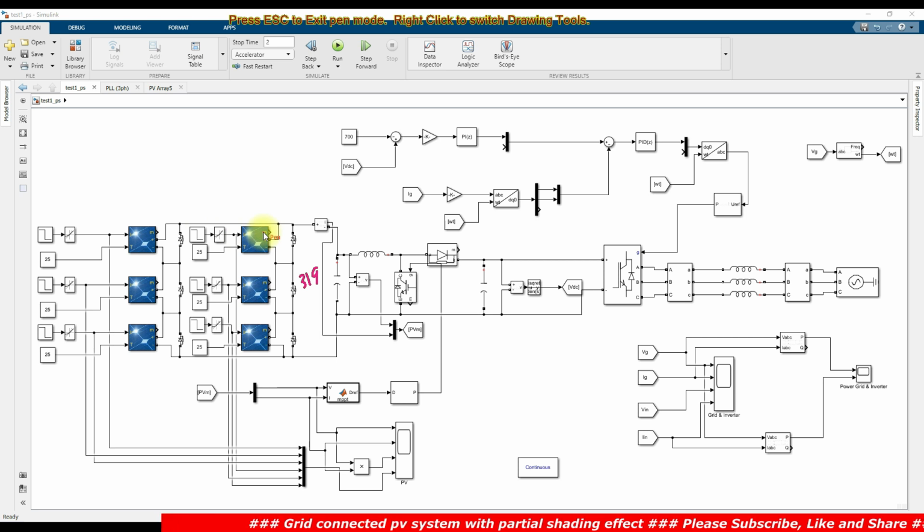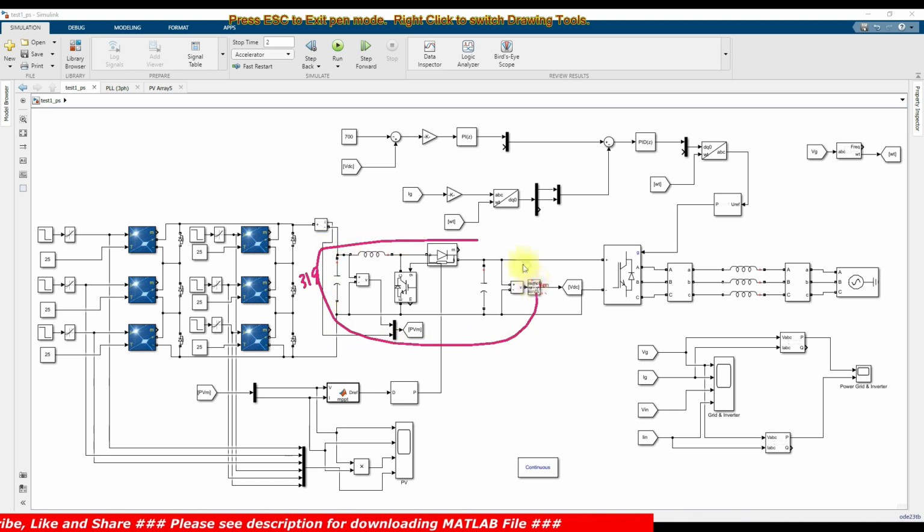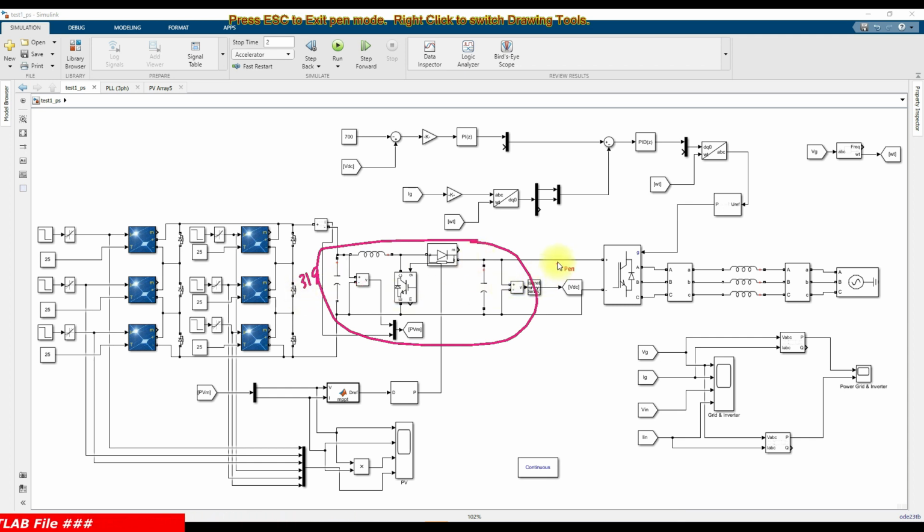Both are connected in parallel, so both voltages will be the same at the standard test condition. Then here we are using a boost converter. The boost converter is used for boosting the voltage from 319 to 700 volt. I'm taking 700 volt because it is going to be connected to a 400 volt line to line three phase grid, so that's why I'm fixing it.